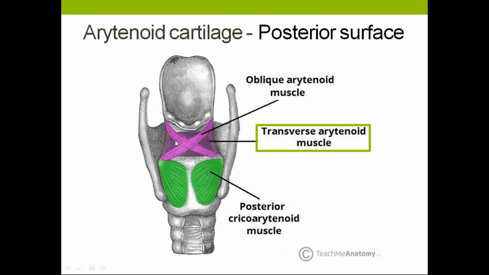And here will be your arytenoid cartilage. Arytenoid cartilage will be here only. So now the posterior surface of the arytenoid cartilage gives attachment to the transverse arytenoid muscle, which is oriented transversely, anterior to the oblique arytenoid. You can see the oblique arytenoid is X-shaped, so each one will cross in a cruciform form. Anterior to that will be the transverse arytenoid muscle. So the posterior surface of the arytenoid cartilage gives attachment to the transverse arytenoid muscle.